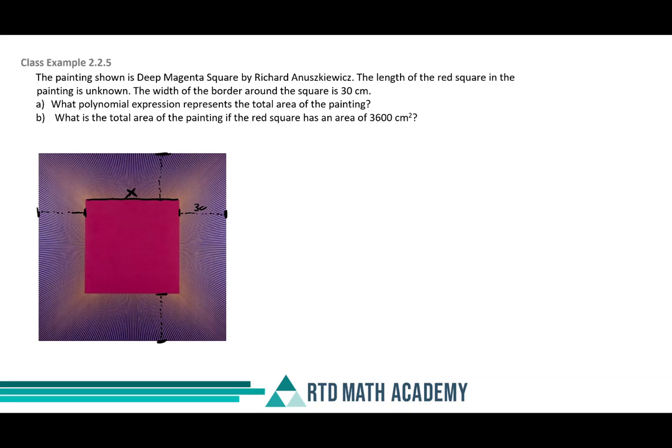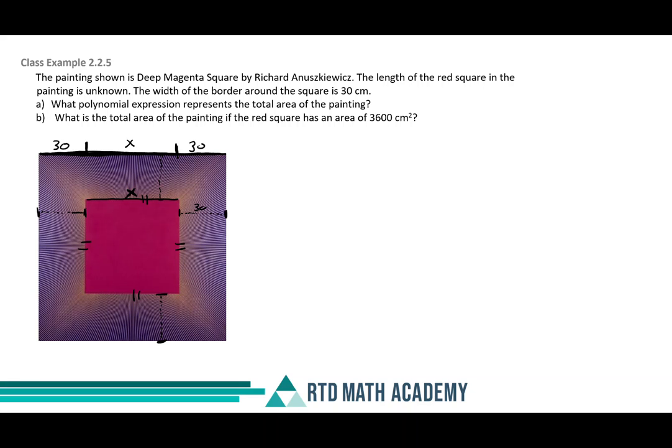Okay, now because this is a square, I know this side length is equal to this side length, this side length, and this side length. Okay, I also know that the entire painting is going to equal the red square in the middle, or the magenta square in the middle, plus these lovely purple bits on the outside. But I also know that that is the same thing as saying this distance of the red X plus 30 as actually a side length.